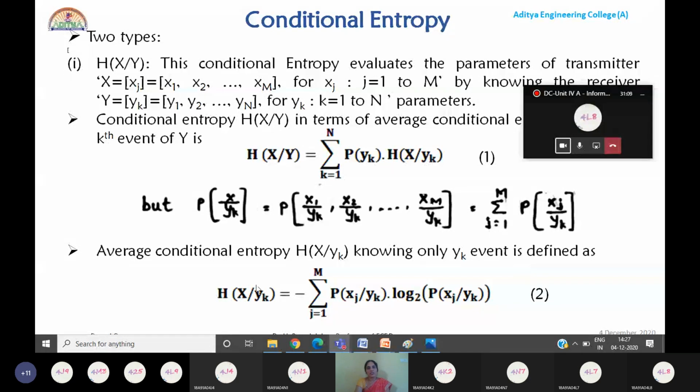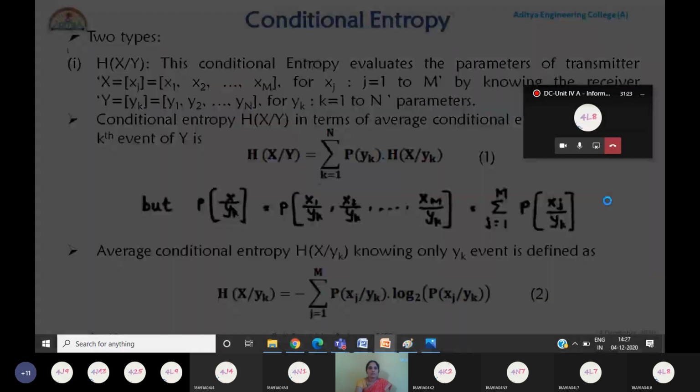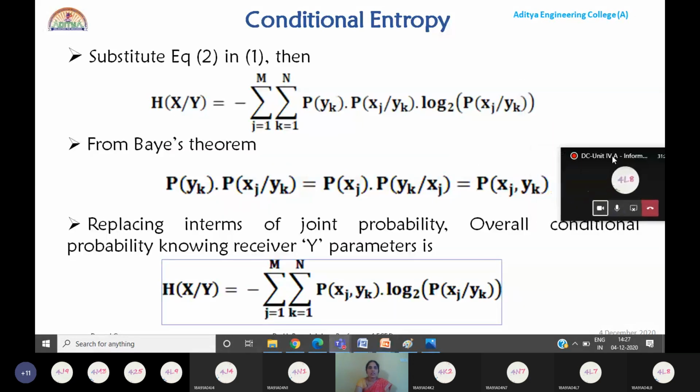Okay, now please substitute equation 2 in equation 1. Please replace the average conditional entropy using equation 2 in equation 1. What we did here is we substituted the average conditional entropy expression, that is P of xj by yk log P of xj by yk, where the summation j ranges from 1 to n, in the overall conditional entropy expression.